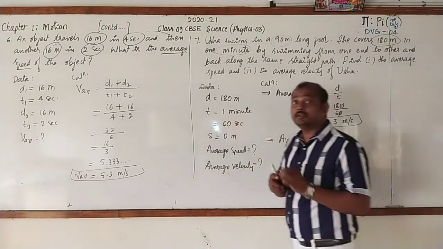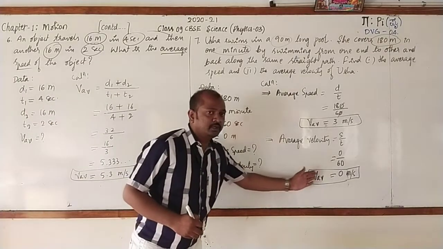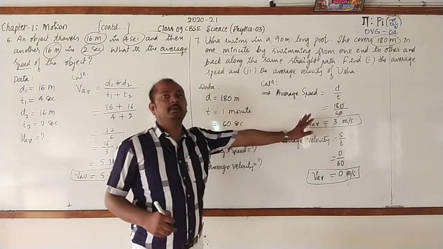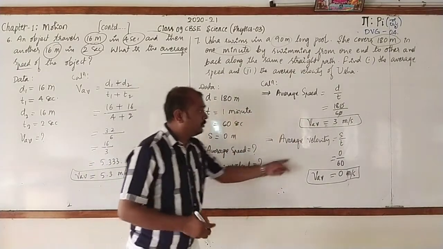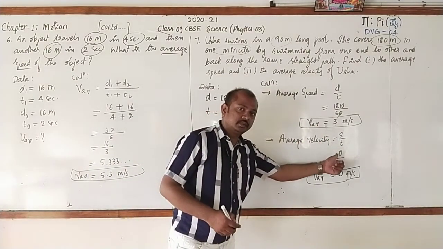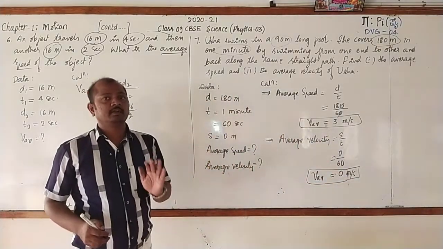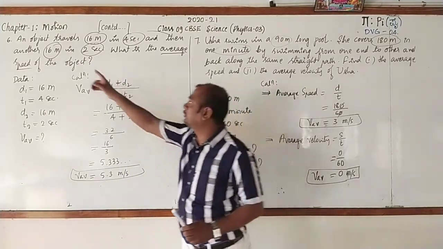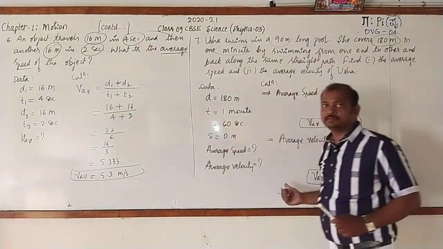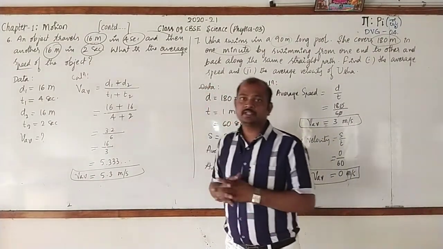Now when you are writing the conclusion, you have to write like this. Therefore, the average speed of Usha is 3 meter per second, and the average velocity of that girl, that is Usha, is 0 meter per second. Clear? Now, you should pause the video and copy from here to here. Okay, dear students, I hope that you might have copied this.